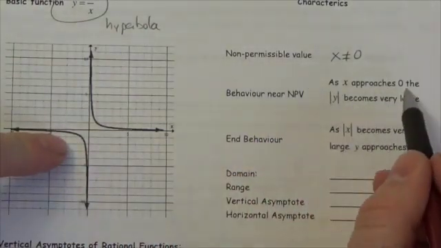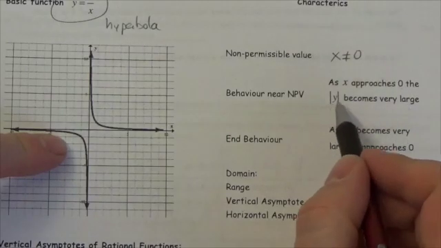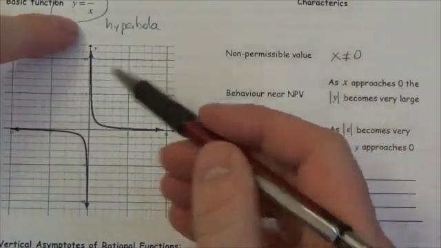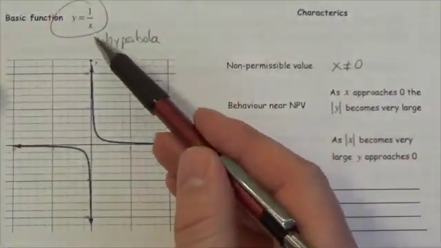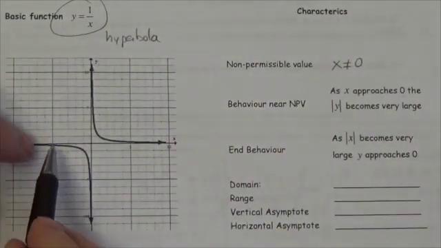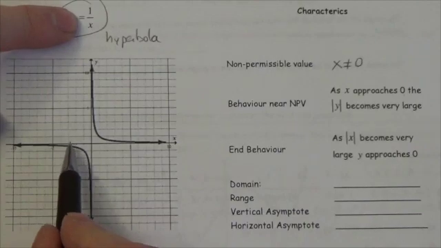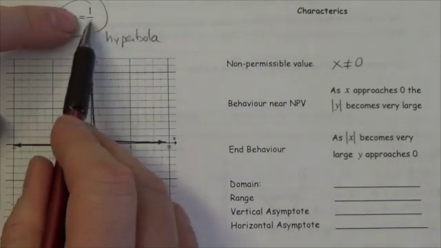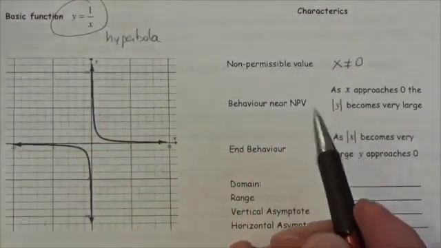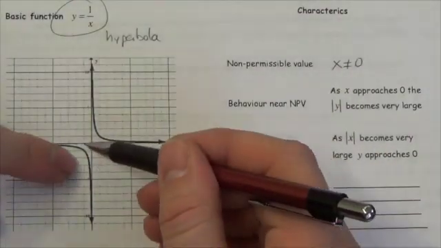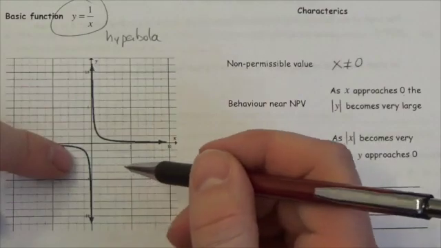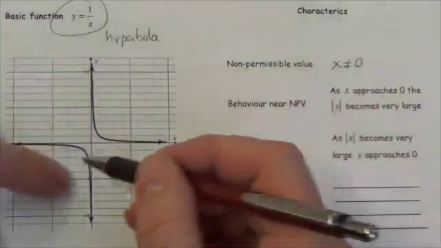Well, as you approach 0, the absolute value of y becomes very large. When x approaches 0, when we get closer and closer to 0 from the left-hand side, our x value, our denominator, gets closer and closer to 0. But if you're approaching it from the left, all of those values are negative. So you're going to have 1 over -1/2, 1 over -1/10, 1 over -1/1000, and so on.